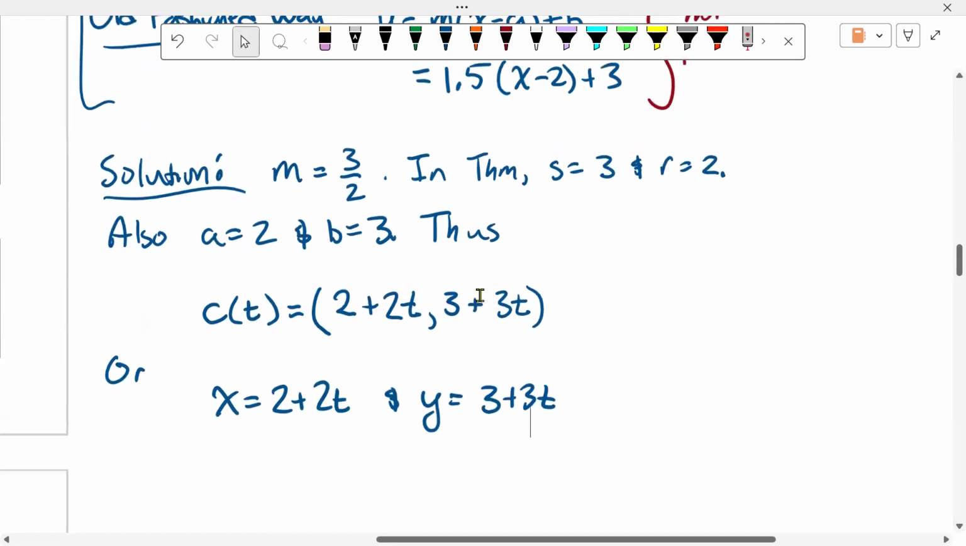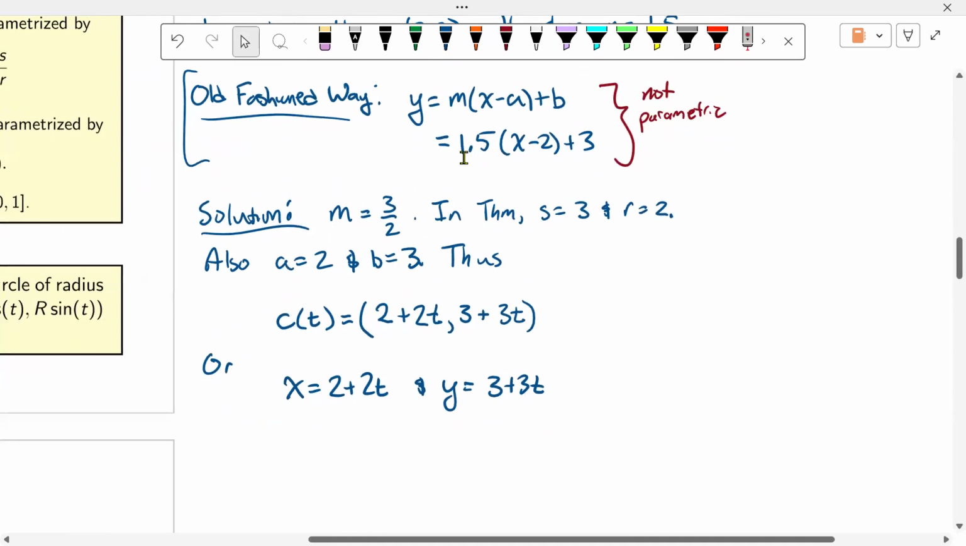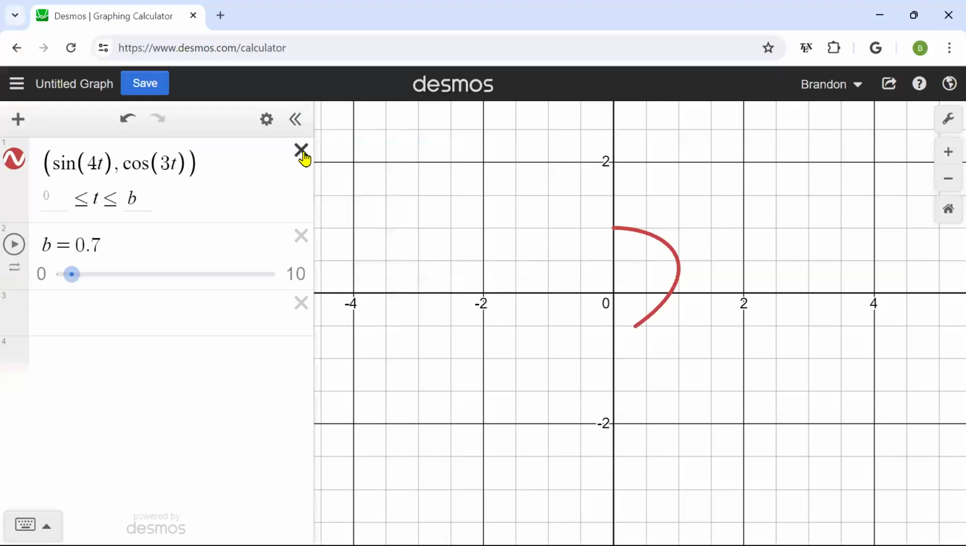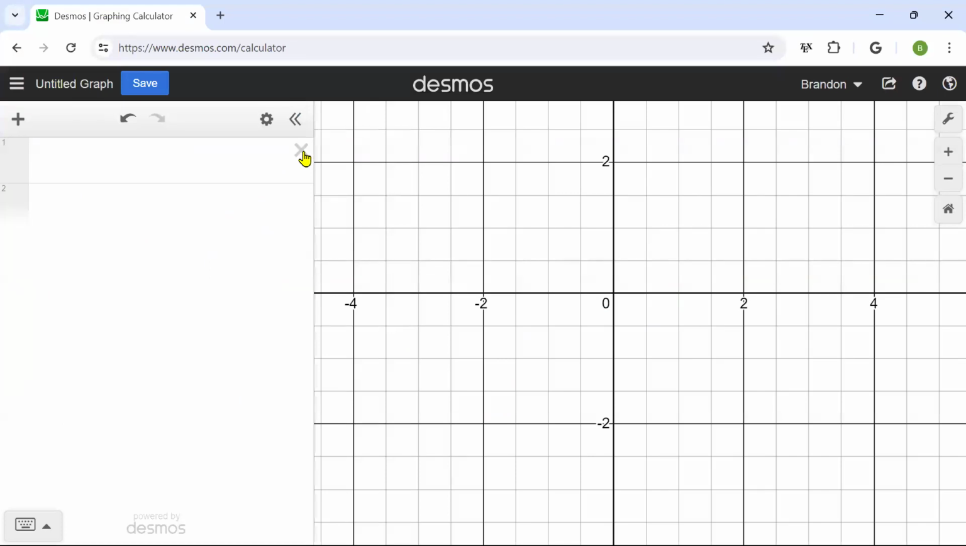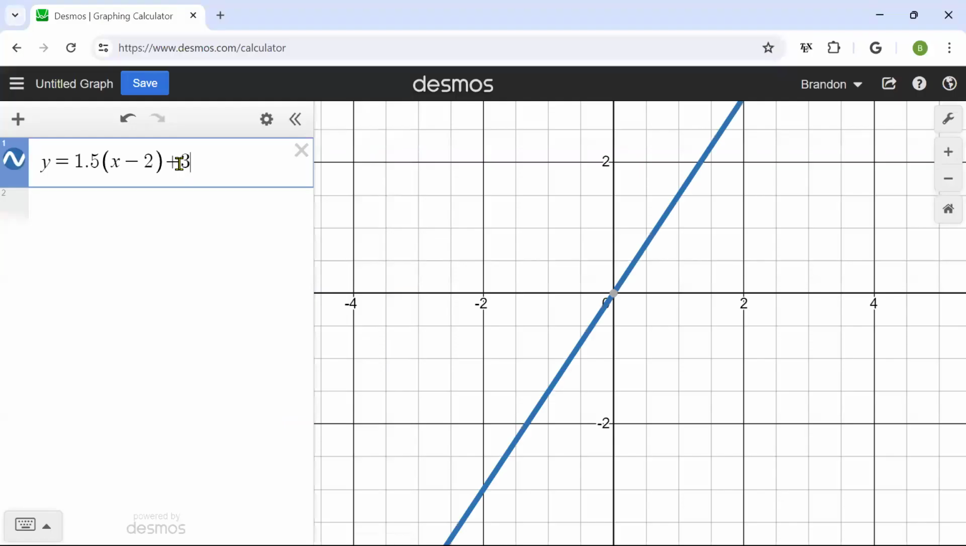So let's take a look. First, let's plot the original old-fashioned approach. So that's 1.5. y is equal to 1.5x minus 2 plus 3. So that's the line. That's the line with slope 1.5 through there.